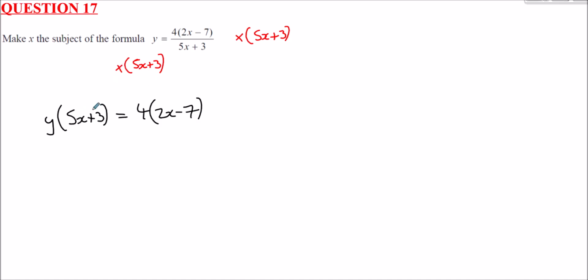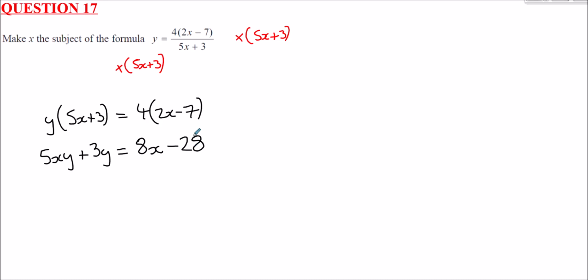Now, the subject will never be inside brackets, so the next step, we need to expand these brackets. So y times 5x gives us 5xy. Y multiplied by 3 gives 3y. On the other side, 4 times 2x is 8x. 4 times minus 7 is minus 28.